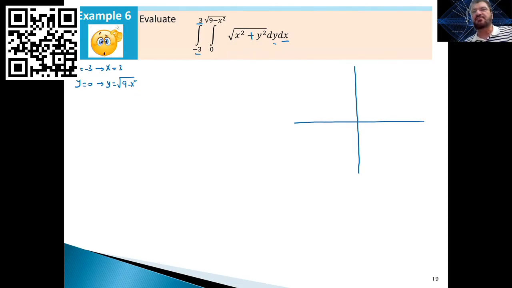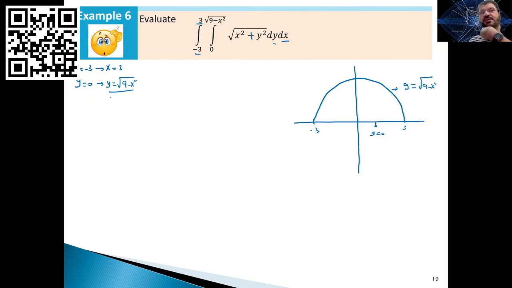X is from -3 to 3, and y is from 0. By the way, y equals 0 is the x-axis, right? So this is y equal to 0, up to y equal this. What is this? This is the upper half of a circle of radius 3, isn't it? So this one is y equal square root of 9 minus x squared, because this is the upper half of a circle of radius 3, and we showed this one in the previous examples.